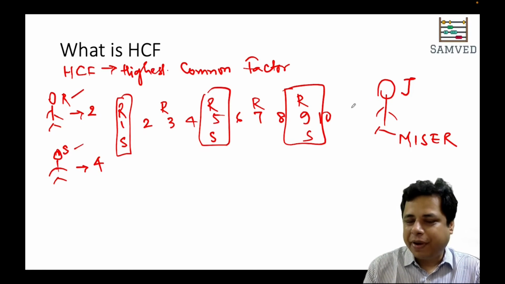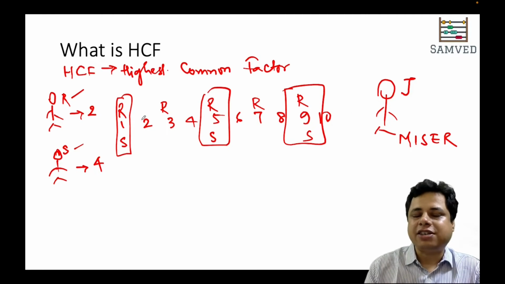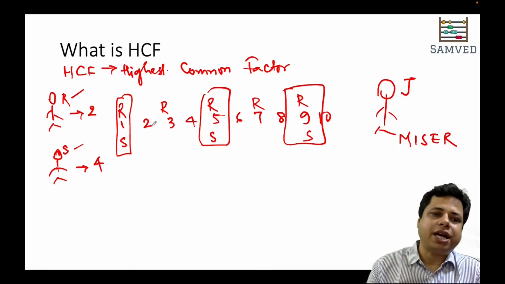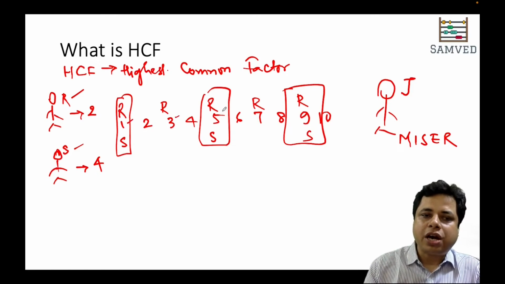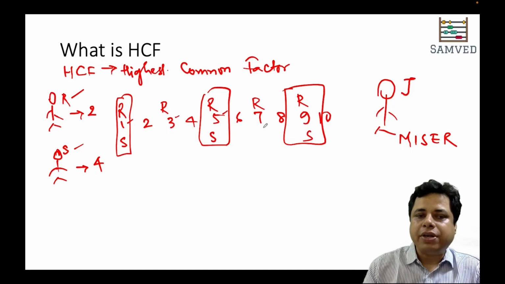For that to happen, John will have to identify those dates on which either Ram or Shyam go to the tuition classes. So Ram and Shyam go on the first, then only Ram goes on the third, then Ram and Shyam both go on the fifth, then Ram goes on the seventh, and Ram and Shyam go on the ninth.